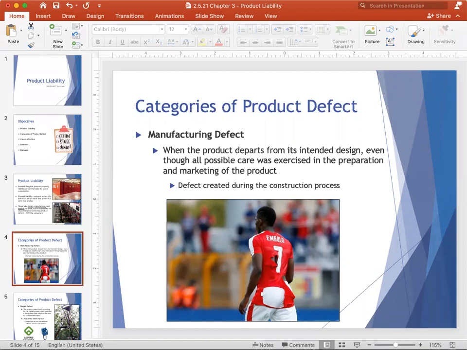So when a defect occurs during the manufacturing process, that defect potentially could occur in all of the products created, or it may occur only in a few random products. It's really just based upon the extent of the construction process, right? And what machines are being used in the construction process. You'll see an example on this slide.